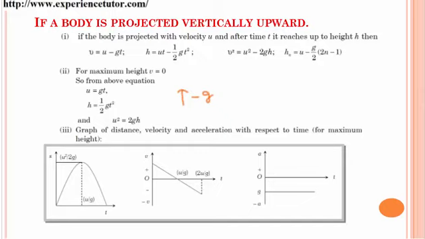Case 2. For maximum height, v is equal to 0. So, from the above equations, u is equal to gt, h is equal to half gt square, and u square is equal to 2gh. The graph of distance, velocity and acceleration with respect to time for maximum height will be as below.